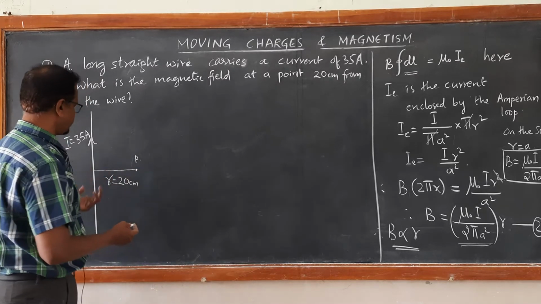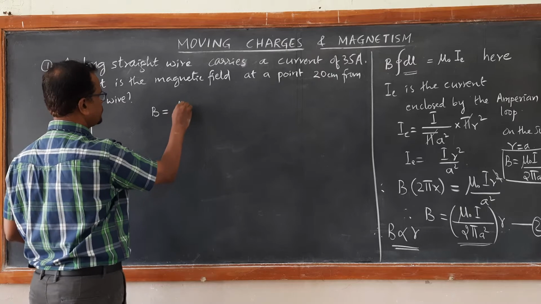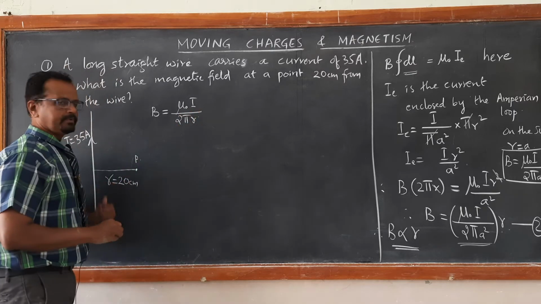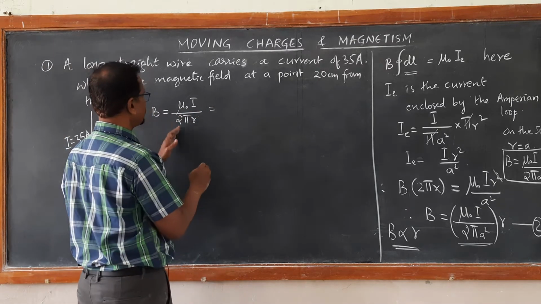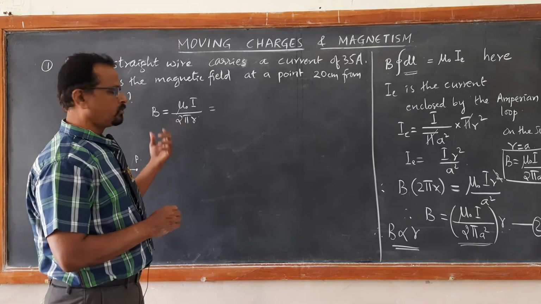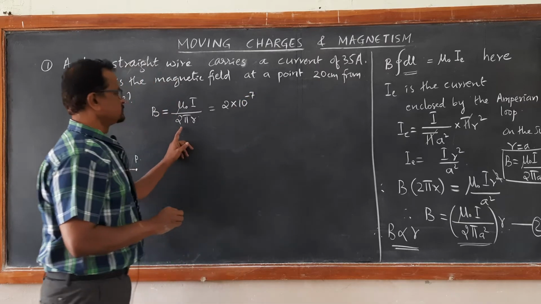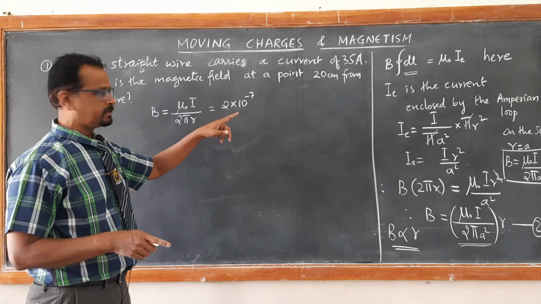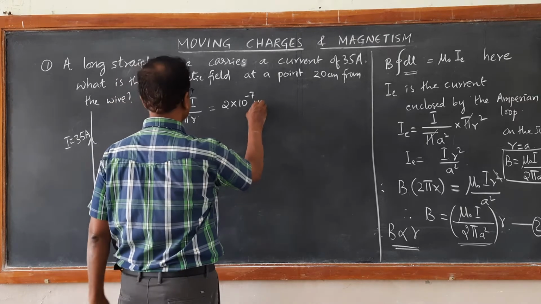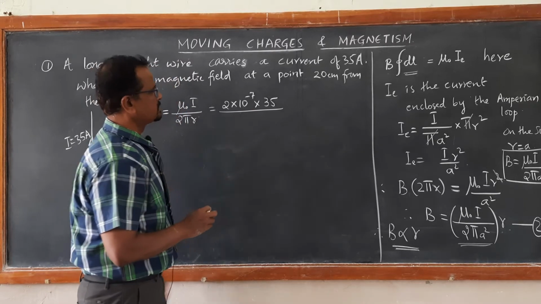So, we have already got the equation for magnetic field due to current carrying conductor. Using Ampere's law, we have derived this. Ampere's circuital law, mu naught I upon 2 pi R, where R is the perpendicular distance. Just substitute the values. Mu naught upon 4 pi is 10 raised to minus 7, so mu naught upon 2 pi will be 2 into 10 raised to minus 7, double the value. So, 2 into 10 raised to minus 7 into I, 35 ampere, divided by the perpendicular distance 20 centimeter.